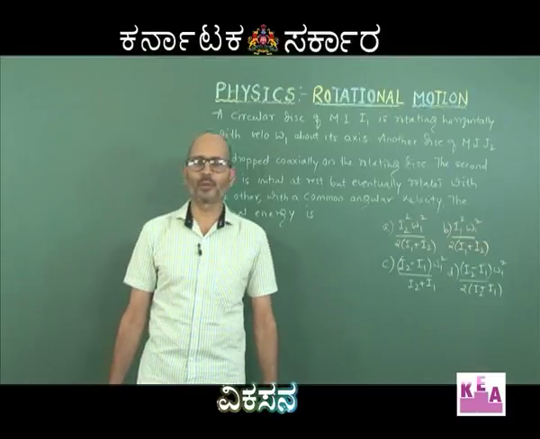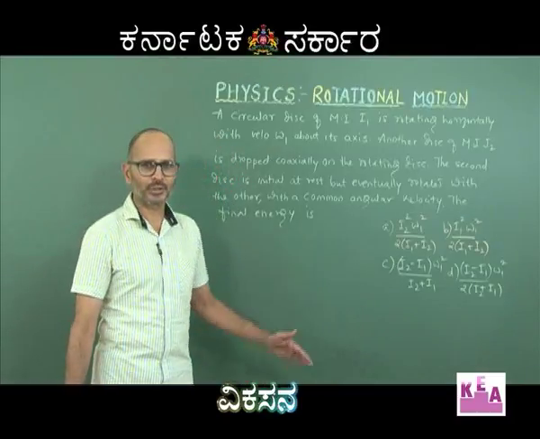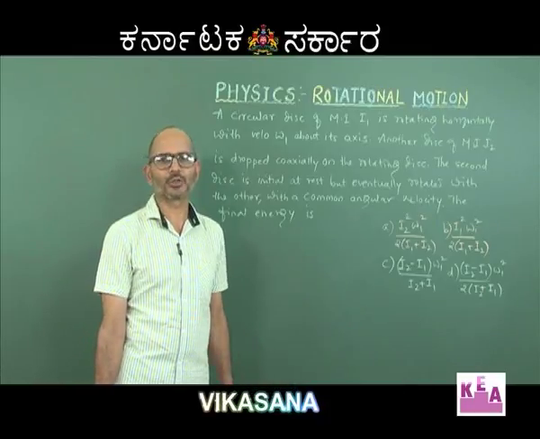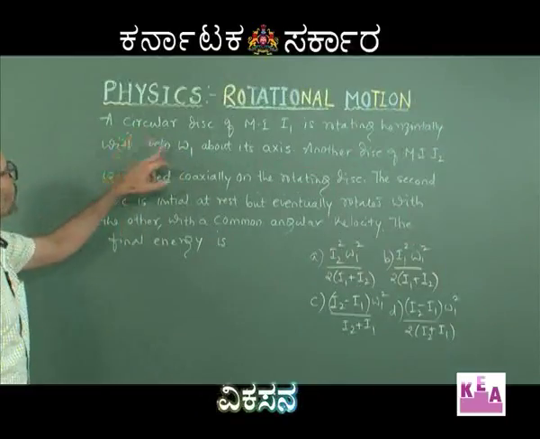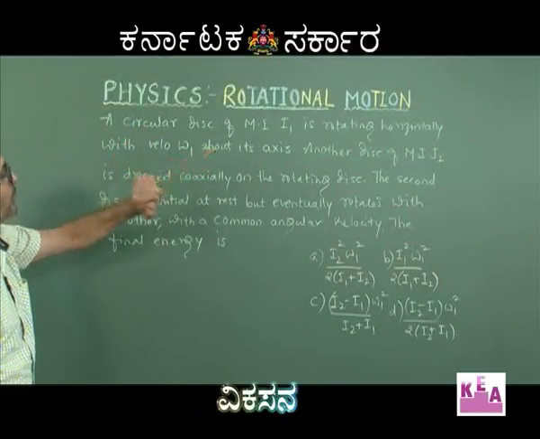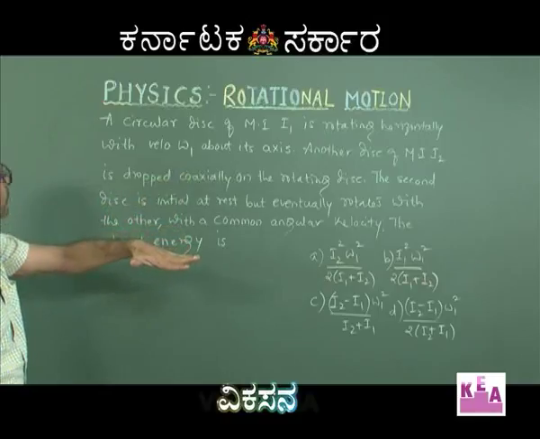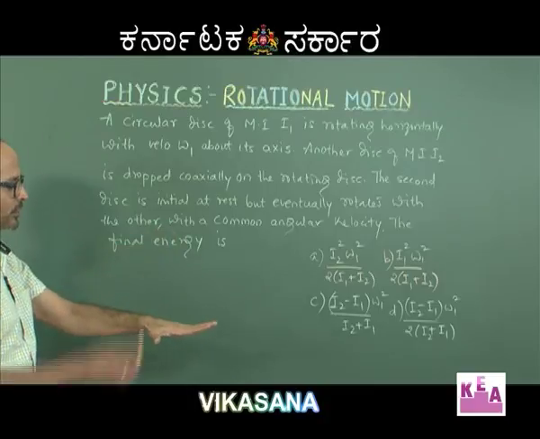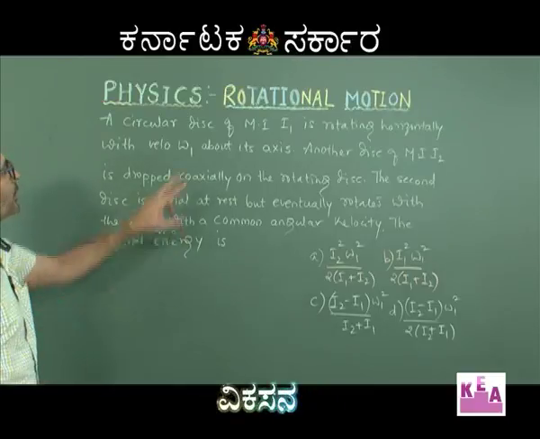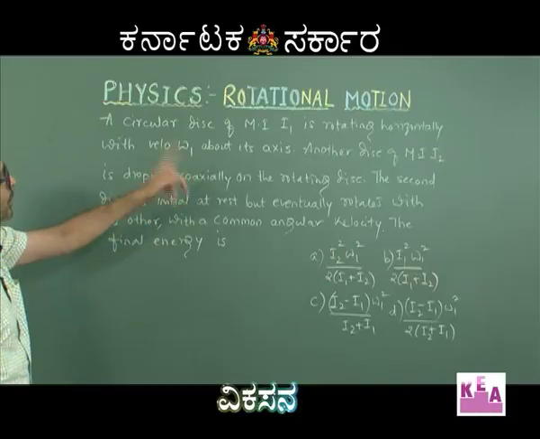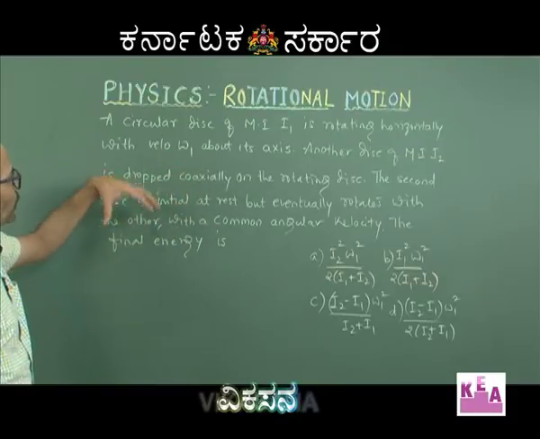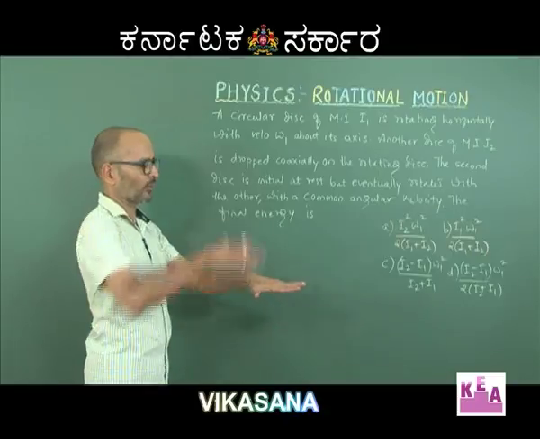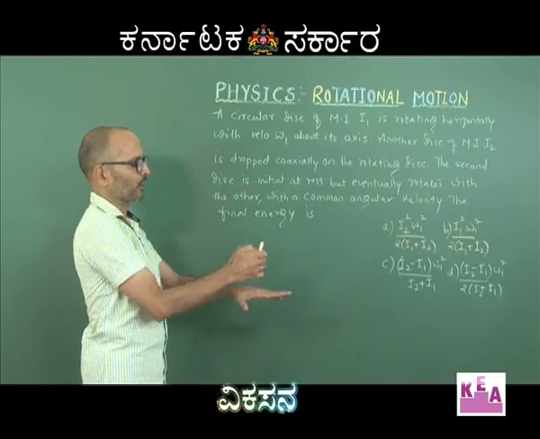We have one more problem on conservation of angular momentum, but I think it is slightly one step ahead. He wants you to write down even the rotational kinetic energy also. A circular disk of moment of inertia I1 is rotating horizontally with velocity omega 1 about its axis. So, this is the disk, this is the axis, and it is rotating with an angular velocity of omega 1. Another disk of moment of inertia I2 is dropped coaxially on the rotating disk. So, this was the original disk, and one more disk is going to be dropped on top of it coaxially.